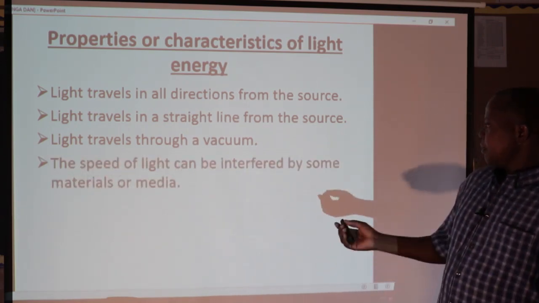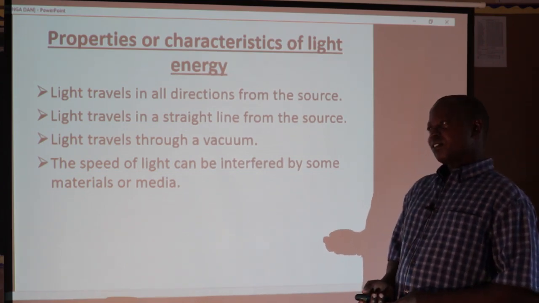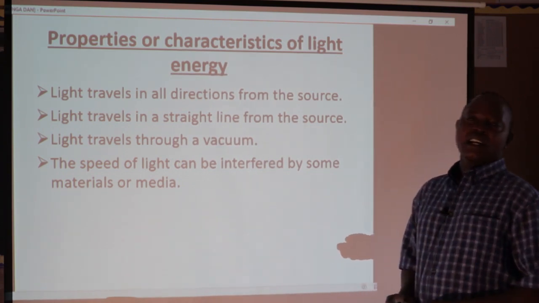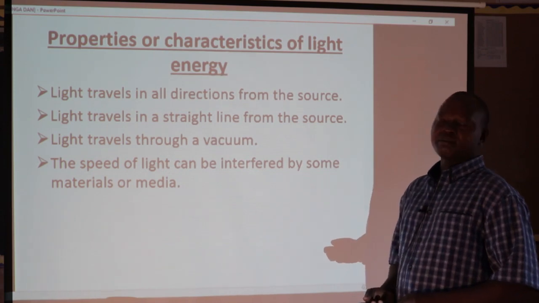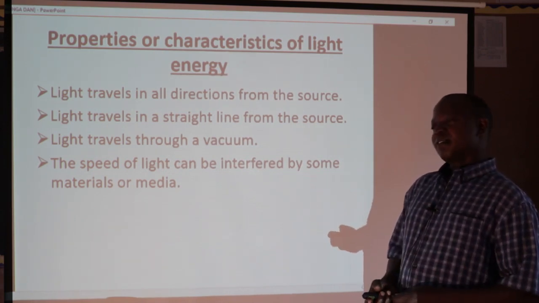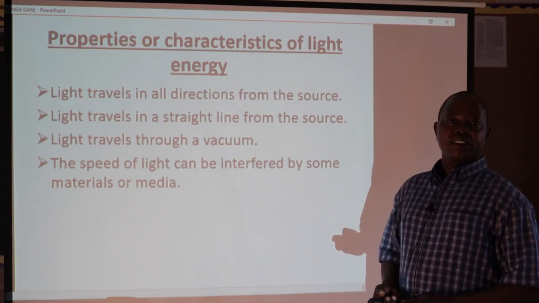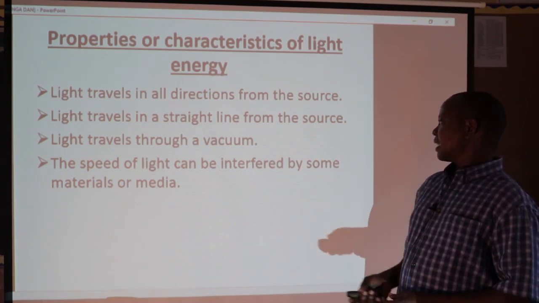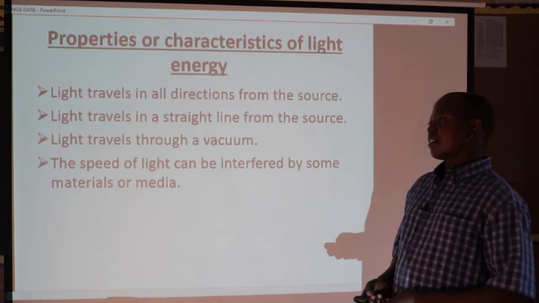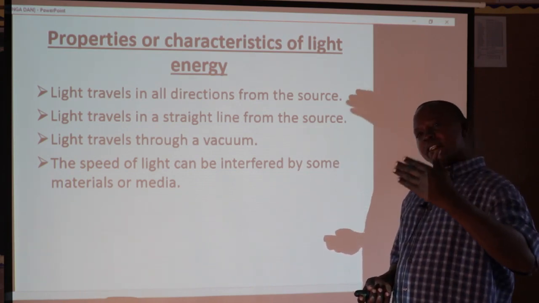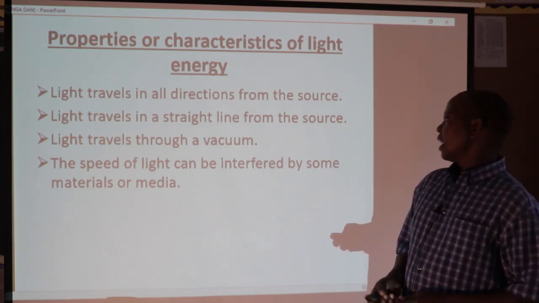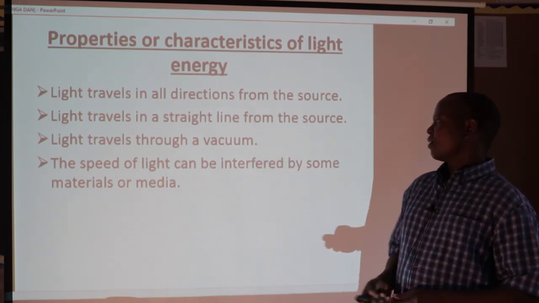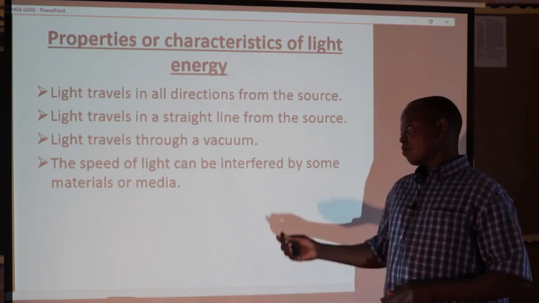The speed of light can be interfered with by some materials or media. There are materials that cannot allow light to pass through them, and those materials we call opaque objects. So opaque objects interfere with the movement of light. Another kind of material that can disorganize the movement of light is translucent materials. Translucent materials allow little light to pass through them. And finally, we have materials that allow all the light to pass through, and those we call transparent materials. We shall look at them later.